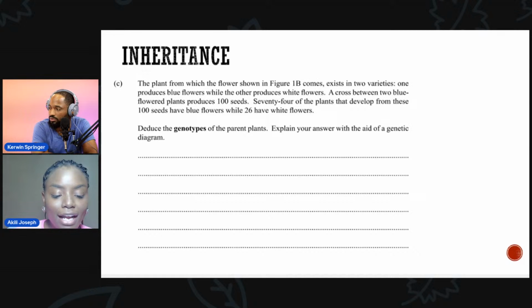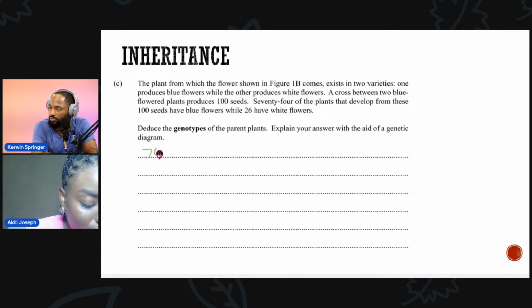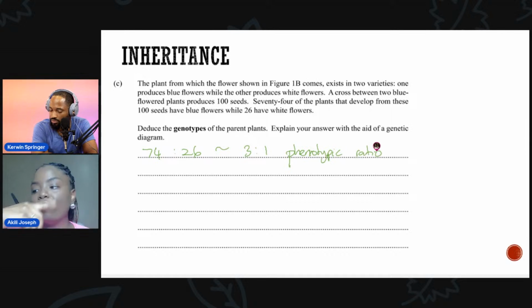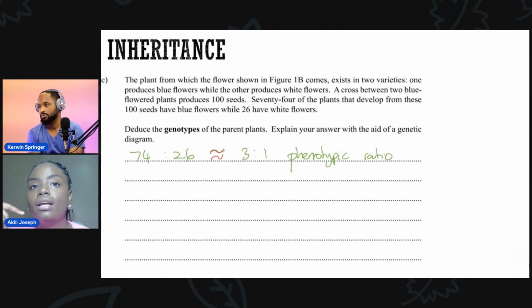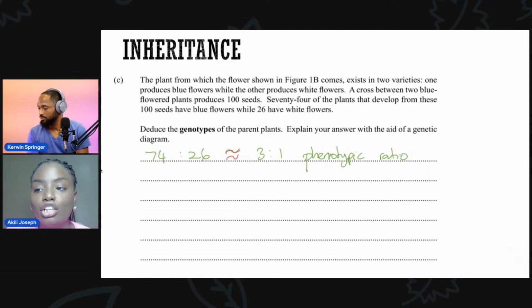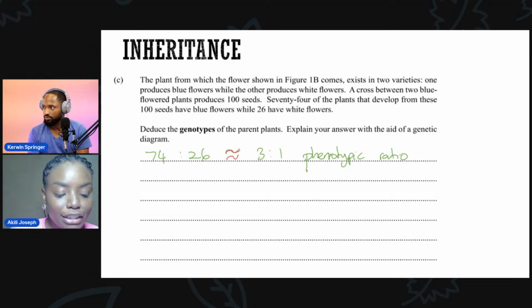So based on this, the 74 to 26 ratio is approximately your 3:1 phenotypic ratio in your F2, right? This is where your familiarity with all the possible standard combinations comes in: when you cross two homozygous dominant parents, when you cross two heterozygous parents, what it is you're going to get, right? So in this case, when we get this 3:1 phenotypic ratio, this is telling us something.